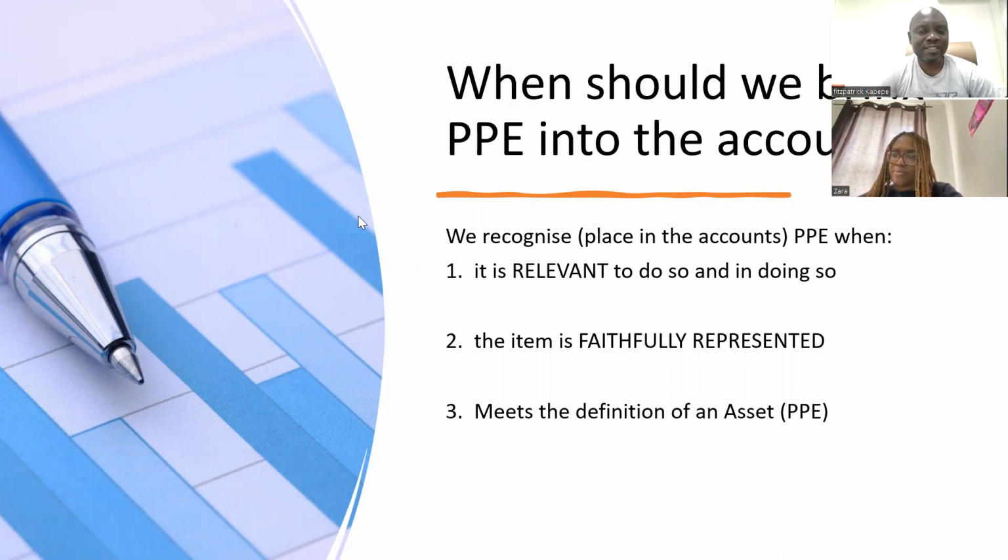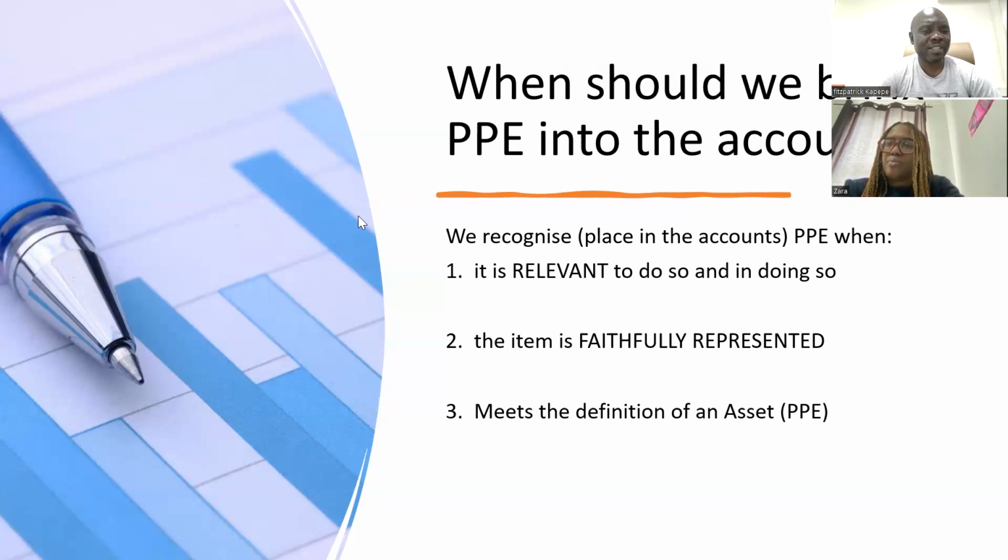We first need to recognize these PPEs. We need to recognize them when, one, it is relevant to do so. Secondly, the item is faithfully represented. You don't come up with numbers that you cannot substantiate, that you cannot justify.